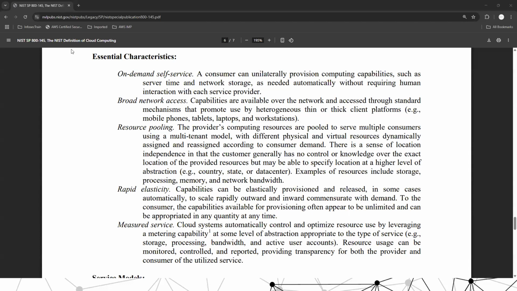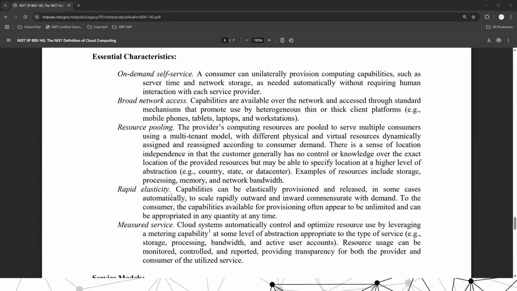Then you have to learn about the concept of rapid elasticity. That means when you talk about cloud computing, you are able to provision things whenever you want. You're able to create things, modify things, update things, remove things. All these things you're able to do because the cloud has a capability called elasticity. That's a default capability which is given by virtualization. So that's also very important for you to understand.